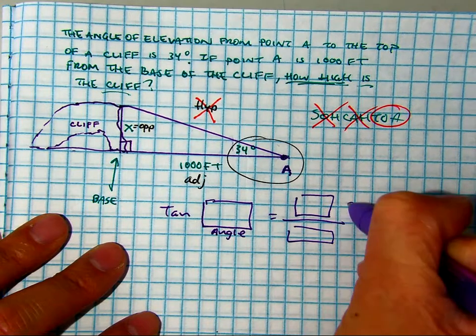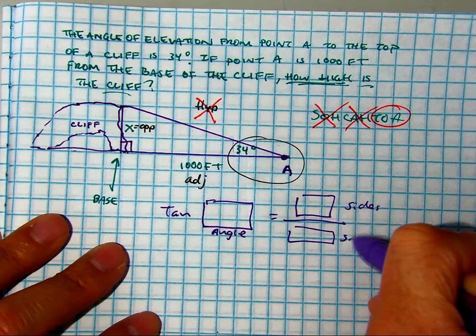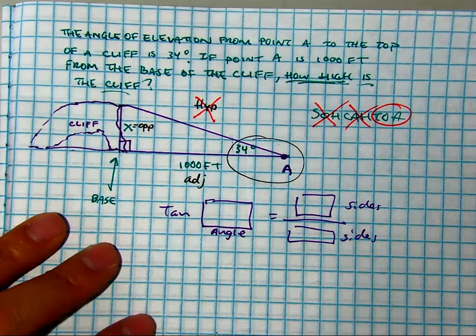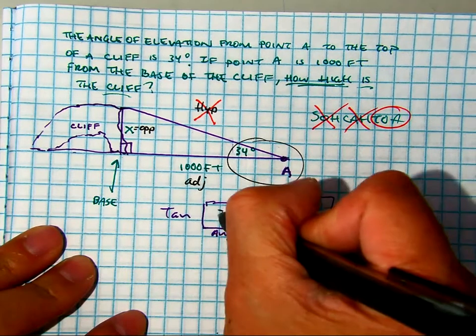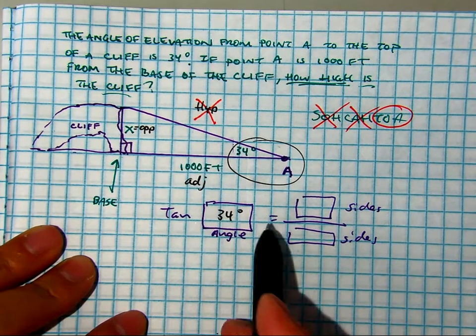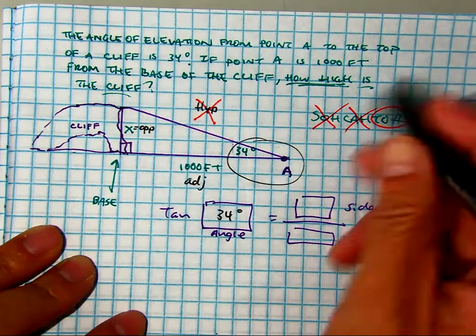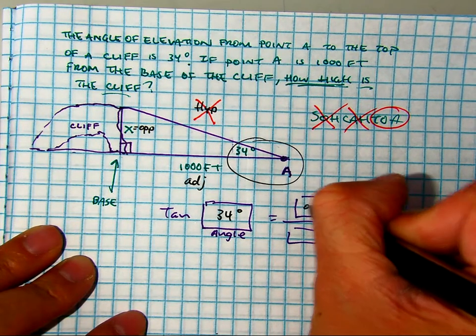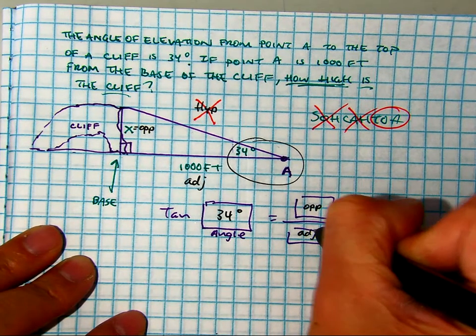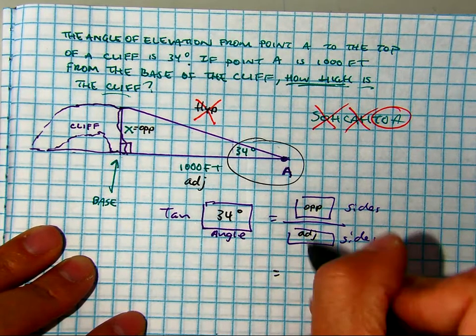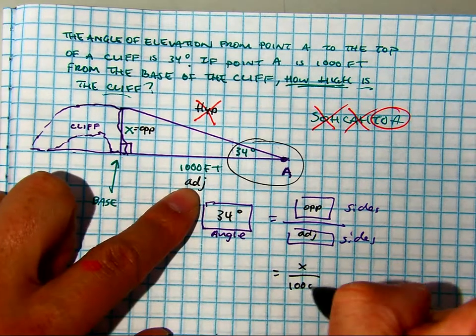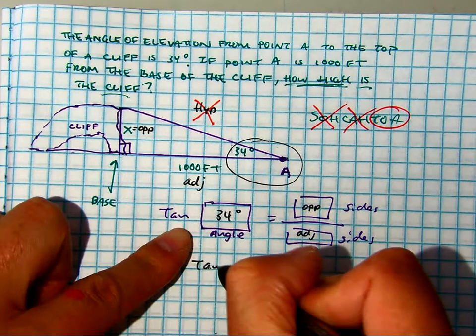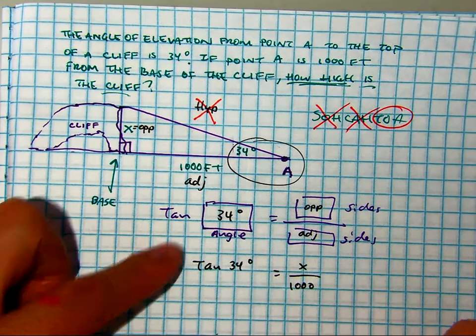Tangent of what angle, class? So tangent of 34 degrees equals which two sides? So opposite over the adjacent, you said, was X over the adjacent side, which is 1,000. So I have tangent of 34 degrees. Class, what do I do next? How do I solve for X? We're going to cross multiply.